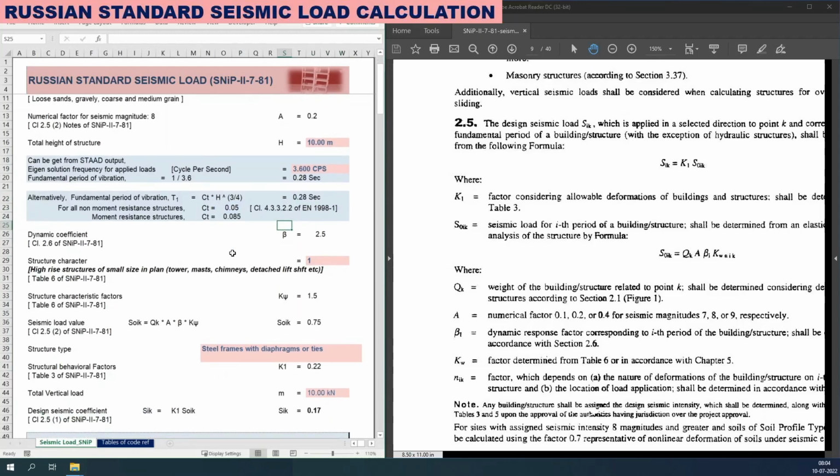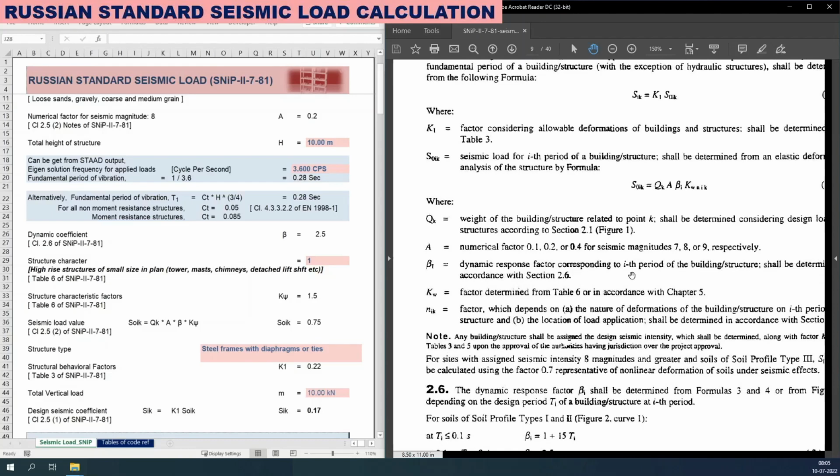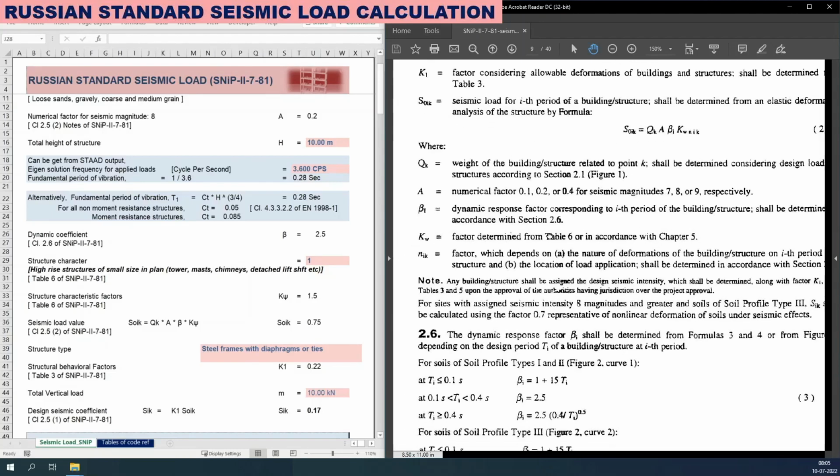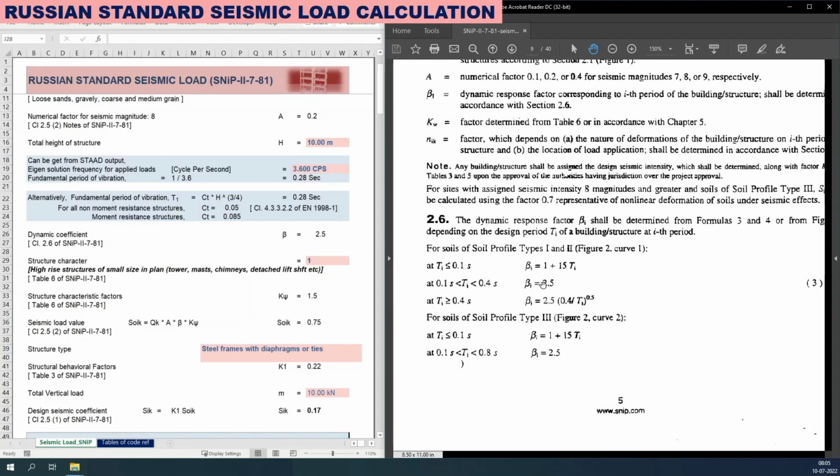Next one is the dynamic coefficient. This we need to refer to as per clause 2.6 of SNIP 2781. For that we need to refer to page number 9. It is here: the dynamic response factor corresponding to the height period of the building or structure shall be determined in accordance with section 2.6. So here is the formula. If T1 is less than 0.1 second, the formula is Beta equal to 1 plus 15 Ti, to find out the beta value, that is the dynamic coefficient.